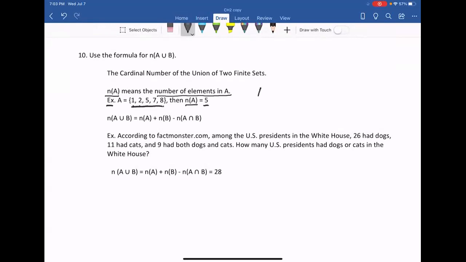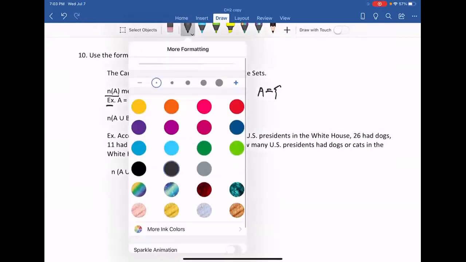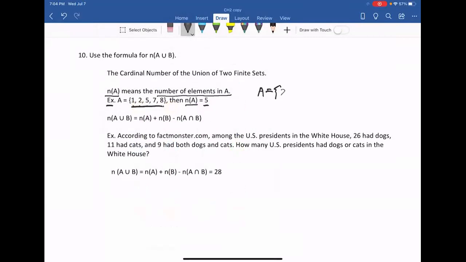So if I have A equals 2, 2, 3, 3, what's the cardinal number of A? N of A is 2. Even though we have 4 elements in it, the repetition makes the cardinal number of A equal to 2.